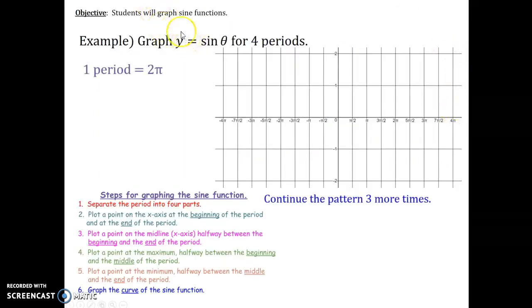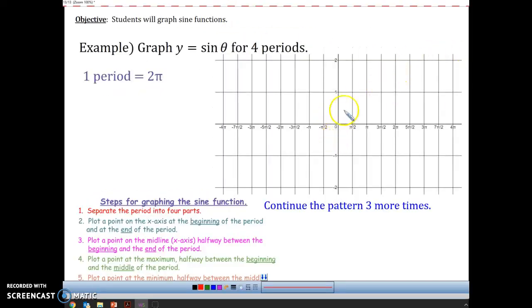So in this example, it says graph y equals sine theta for 4 periods. It wants 4 periods of graphs. So I'm going to start at the origin, and I'll plot my first point, and I know the period is every 2 pi. There's my first and end points, and then I'll split it into fourths. So here's halfway. I have a point here, and I know there's a point here.